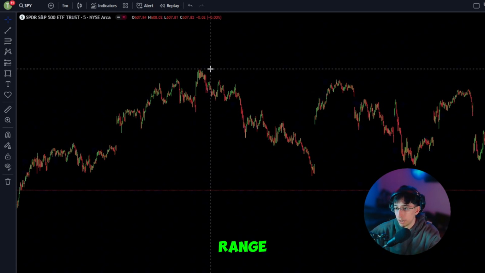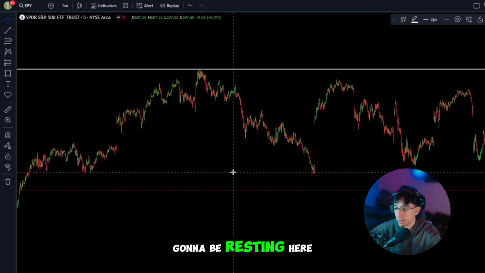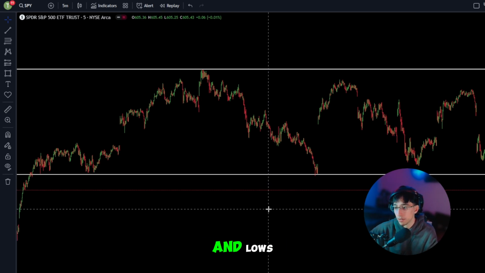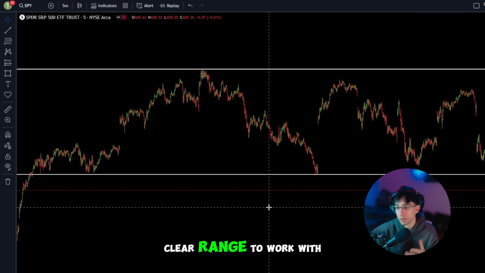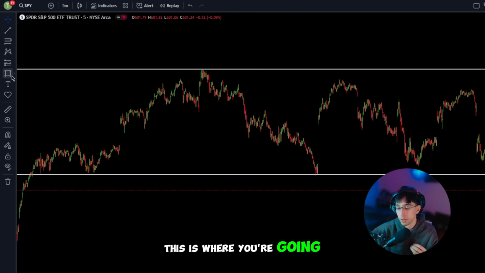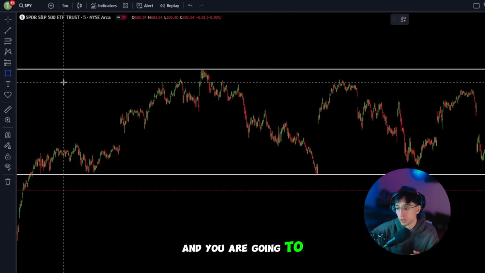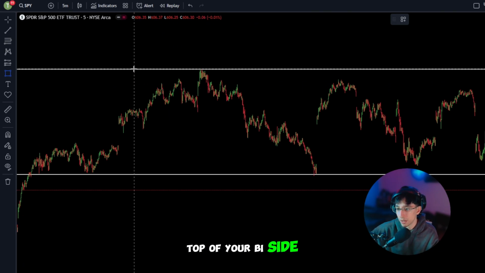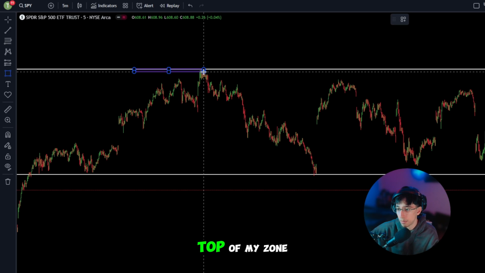When you're looking at the range, you want to mark the highs, it's going to be resting here, and you're going to want to mark the lows. So once you have the highs and lows, you have somewhat of a clear range to work with. This is where you're going to go in and you are going to draw in your zones. You want the highs to be the top of your buy side liquidity zone. So that's going to be the top of my zone.